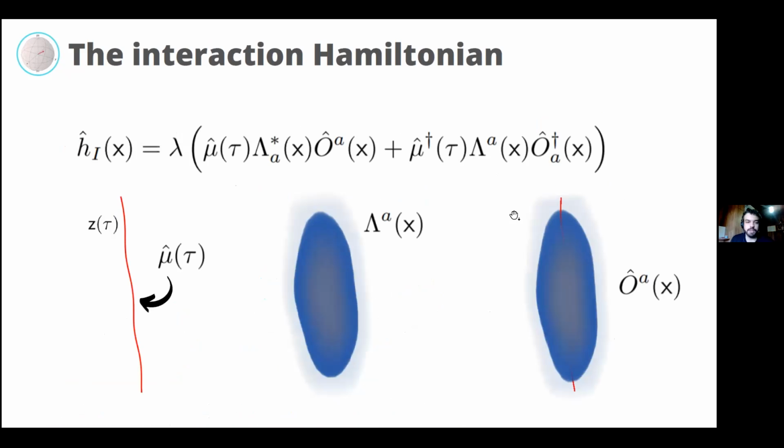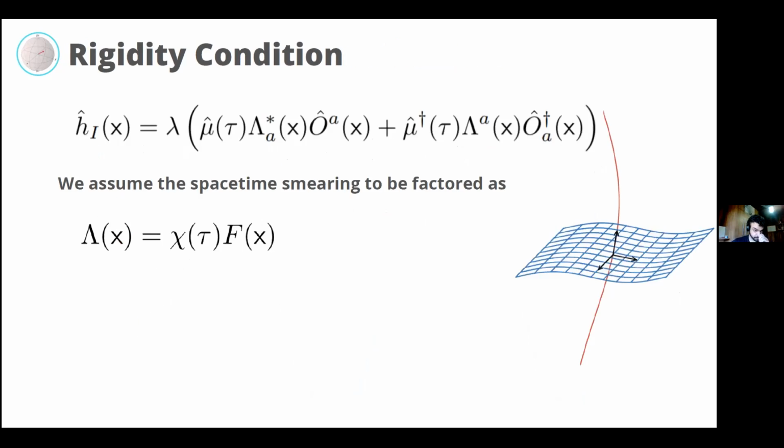What happens here is that the intuitive picture associated with this interaction is that you have this mu of tau, which is an operator defined along this Z of tau. You have the lambda A of X, which is just a tensor field that is supported in this tube around the detector. And then the O A is just lying around in spacetime. The detector is probing it along this region here. And then you obtain the results of this interaction, right?